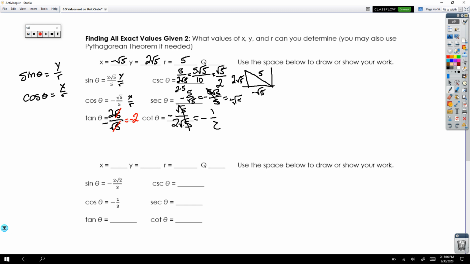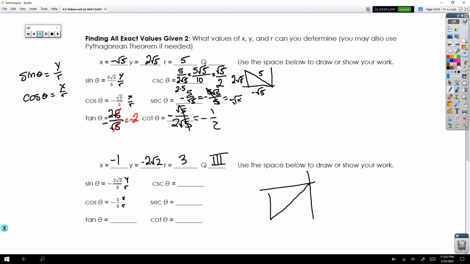So it gives me sine is negative 2 root 2 over 3. Cosine is negative 1 over 3. So again, we have y and x along with my r. So x is going to be negative 1. Y is going to be negative 2 root 2. And r is going to be 3. So x and y are both negative. That's going to put me in quadrant 3.